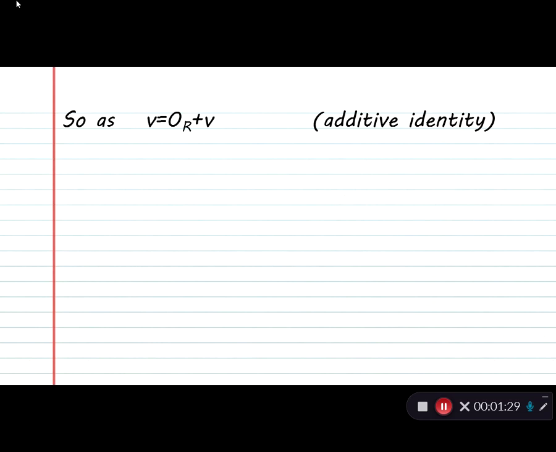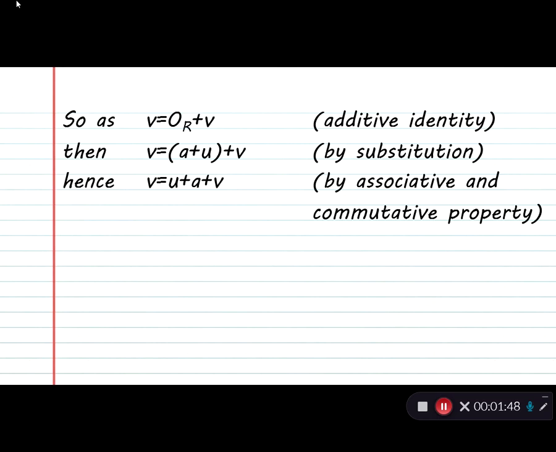So V is equal to 0 in R plus V. This is by the additive identity. We're adding 0 to the element V. Then V is equal to A plus U plus V by substituting in for 0 in R, A plus U. Hence, V is equal to U plus A plus V by associativity and commutativity. I dropped the parentheses, associativity property, and I rewrote A plus U as U plus A. That's the commutative property.